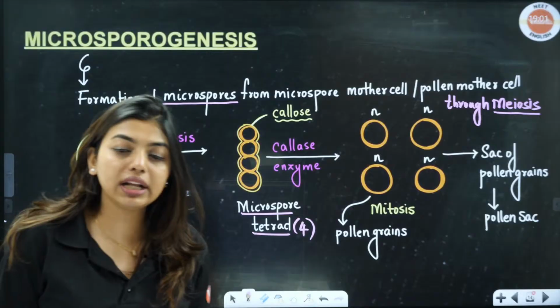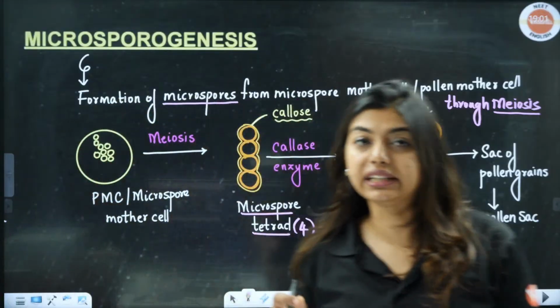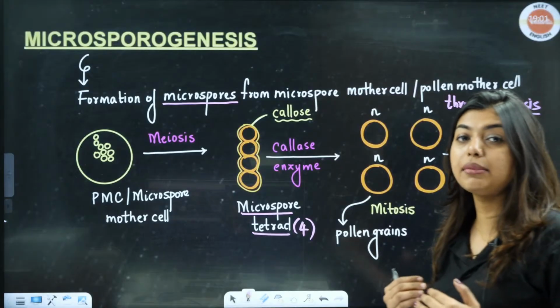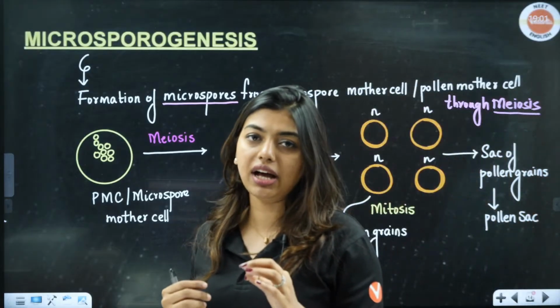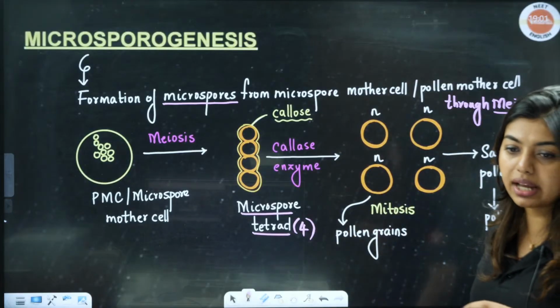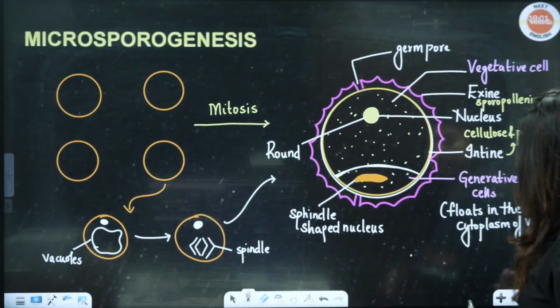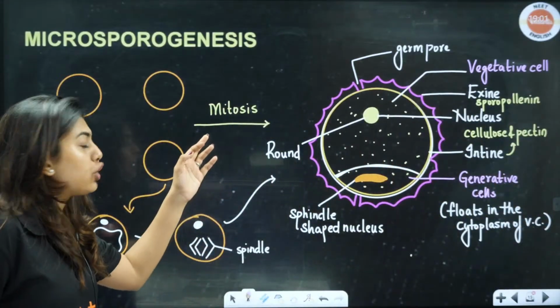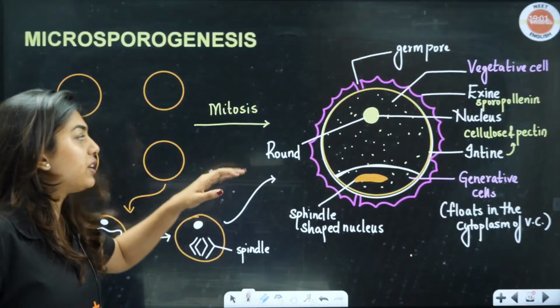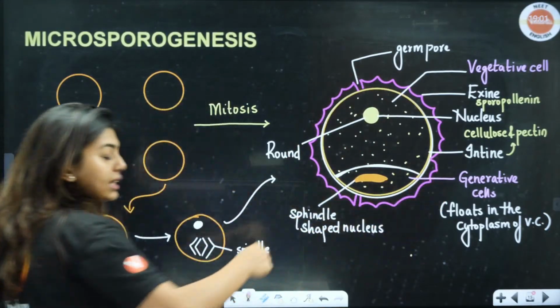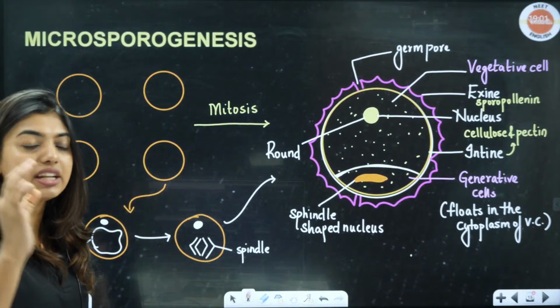Yes, pollen grain is the gametophyte. Okay, it is the gametophyte which is going to have the male gamete. Male gamete is obviously haploid, right? So this is haploid, so it will be the same. Okay, now look here, see, each of the microspores will undergo mitosis. Each of the microspores will undergo mitosis and it will form the entire pollen grain. Pollen grain structure is very, very important.